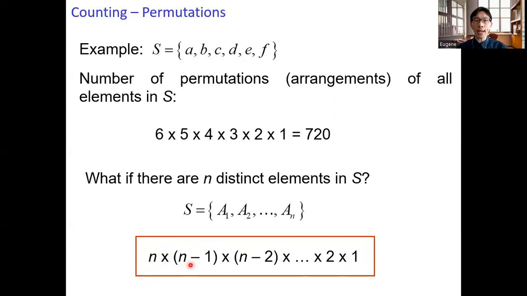So the number of arrangements, or the number of permutations, with n distinct elements in the sample space is equal to n times n minus 1 times n minus 2. We keep on decreasing the number by 1 in the product until we reach 1.